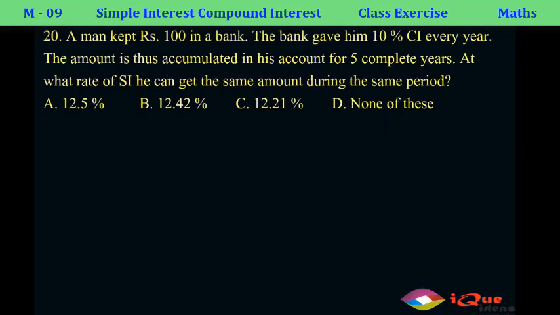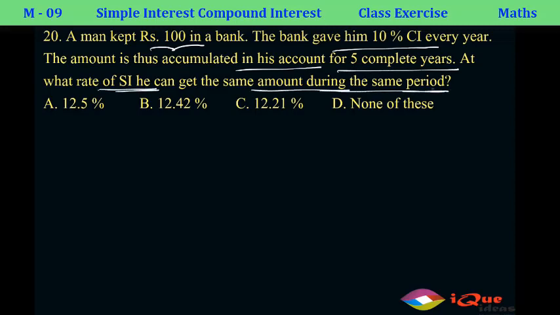Now this question says a man kept rupees 100 in a bank. The bank gave him 10% compound interest every year. The amount is thus accumulated in this account for 5 complete years. At what rate of SI can he get the same amount during the same period? Alright, so first what you need to do is find the net interest after 5 years at the rate 10% compounded.